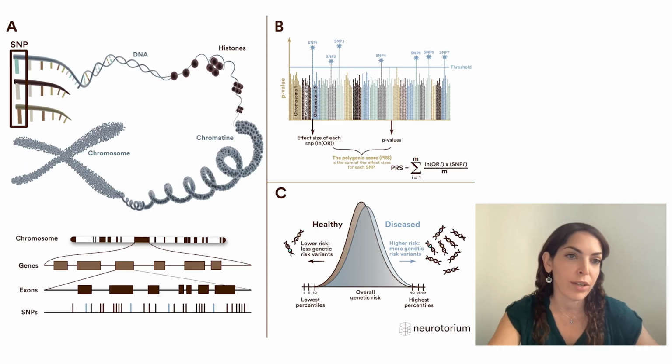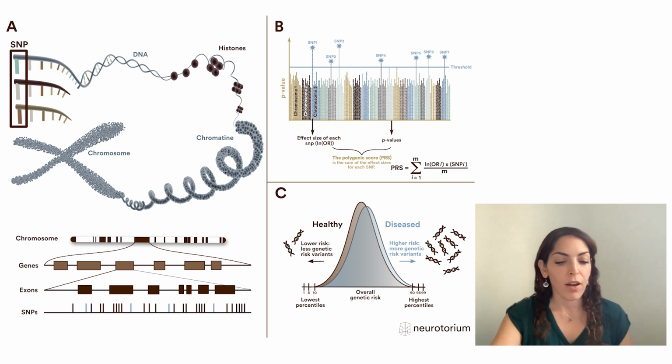So on the figure, you can see what a SNP, or single nucleotide polymorphism, is. It's a frequent genomic variation or variant at a single base position in the DNA of the chromosome. Some SNPs in the coding regions of a gene, which is called an exon, can change the amino acid sequence of a protein, while others in the coding region do not change the protein sequence.